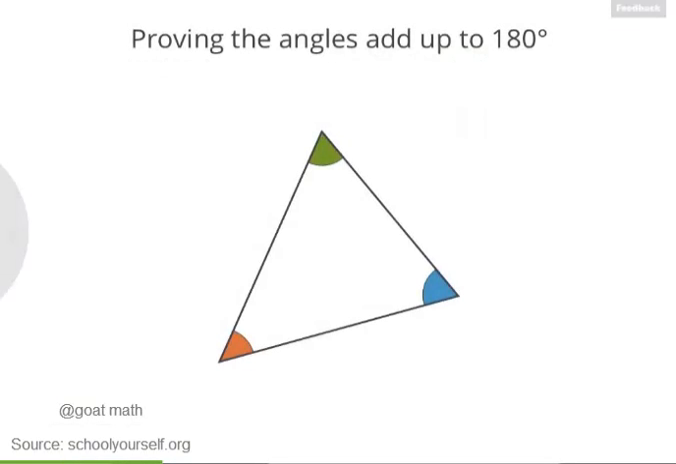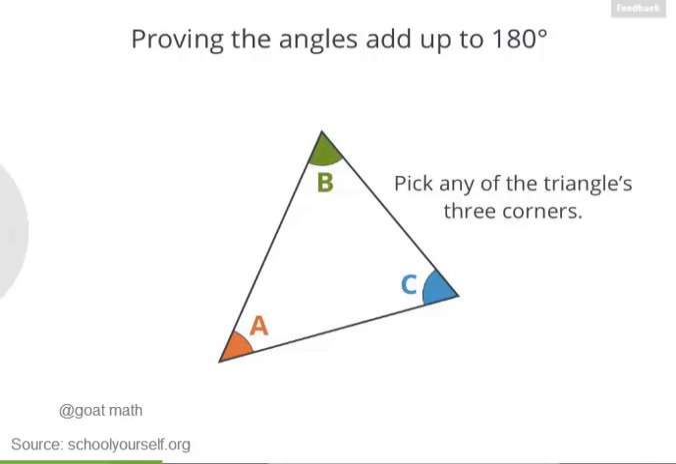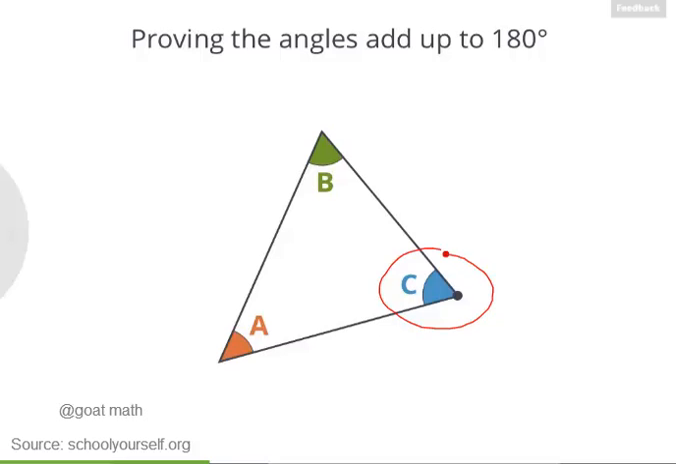Seems like the angles of every triangle add up to 180 degrees. Let's see if we can prove this is true using this triangle here, whose angles have measures that we'll call A, B, and C. As a first step, pick any of the 3 corners of this triangle. Okay, you picked this corner over here.